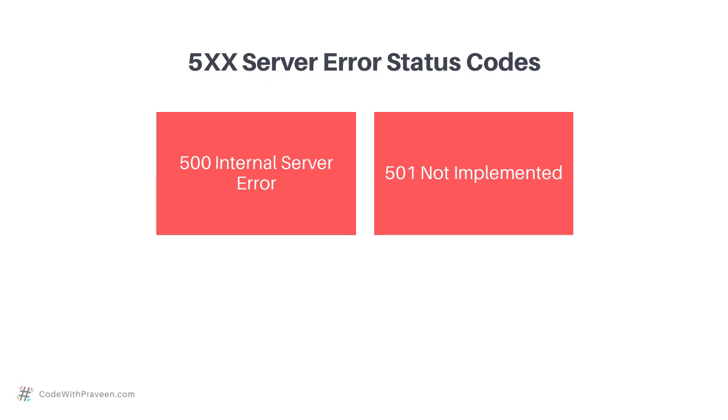In short, any error in the 500 series signifies that it's a problem with the server, whereas any status code in the 400 series signifies a problem on the client side.